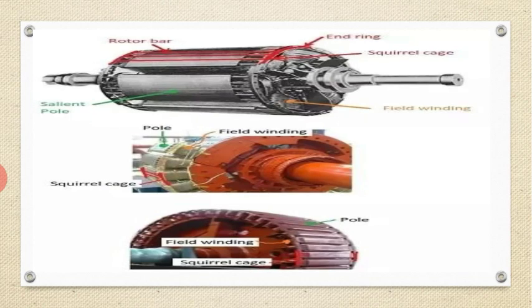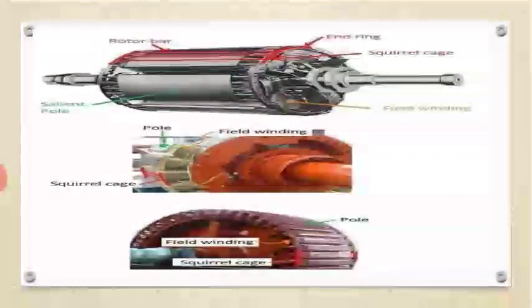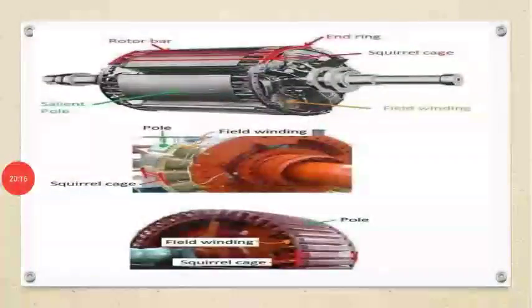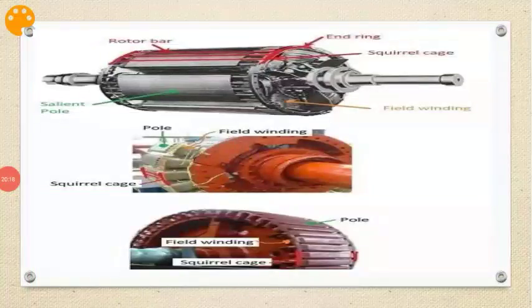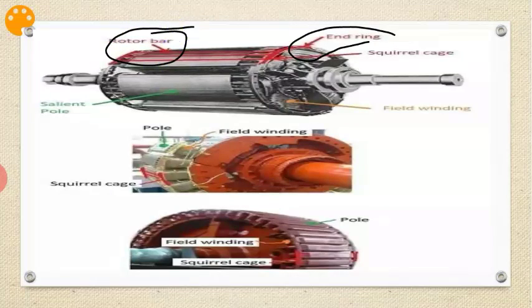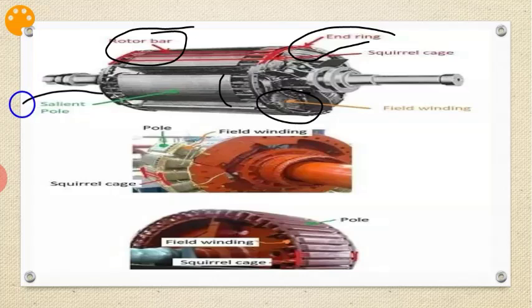Okay, so this is the image. The end ring is placed here, you can see, and the squirrel cage winding is put here. Field winding, rotor bars. This is the end ring, and here are the rotor bars. Here they put the field winding. This is the salient pole. If you look here, it is not cylindrical, so it is a salient pole rotor.